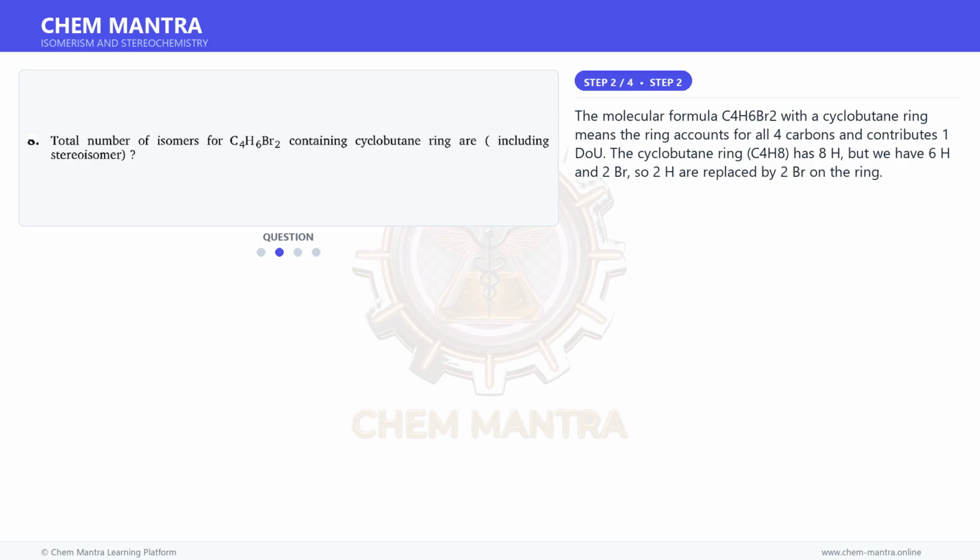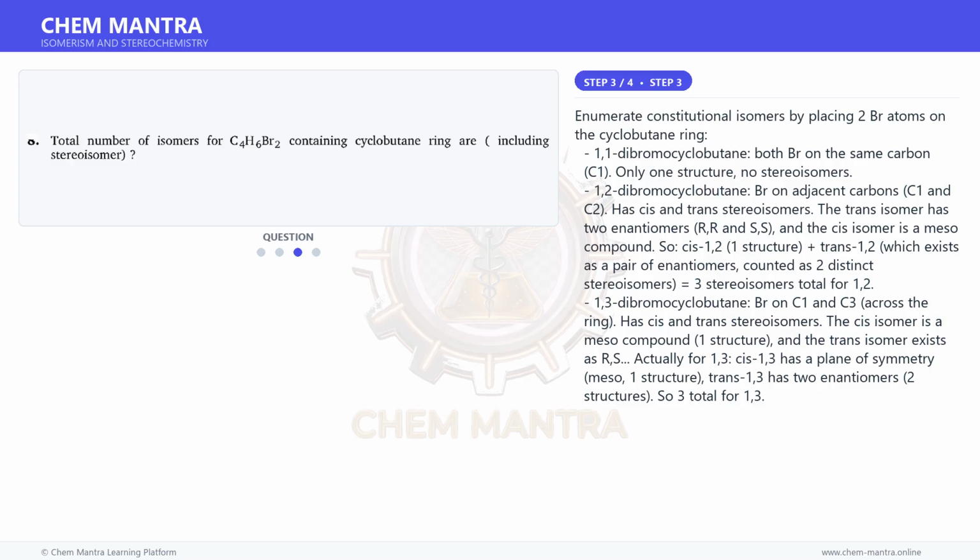Moving on to the next step. The molecular formula C4H6Br2 with a cyclobutane ring means the ring accounts for all 4 carbons and contributes 1 DU. The cyclobutane ring, C4H8, has 8 H, but we have 6 H and 2 Br, so 2 H are replaced by 2 Br on the ring. Moving on to the next step. Enumerate constitutional isomers by placing 2 Br atoms on the cyclobutane ring.